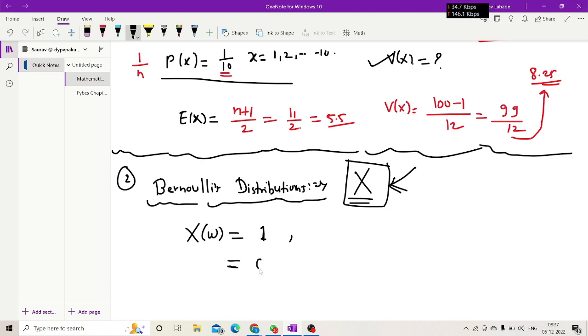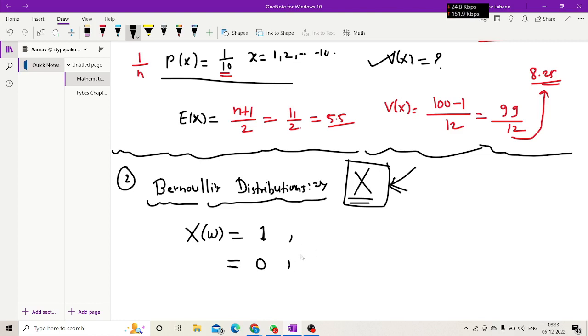Right, it will be 0. Okay, yes. So in such a type of random variable, which gives me two cases, or any trial I am taking, when it is giving me these two outcomes, that is success or failure, then such a type of random variable is called a Bernoulli random variable.